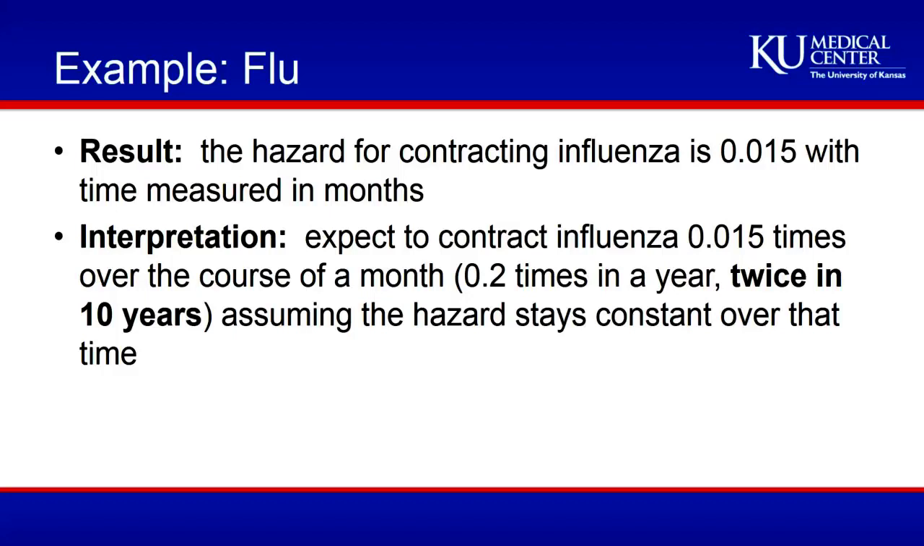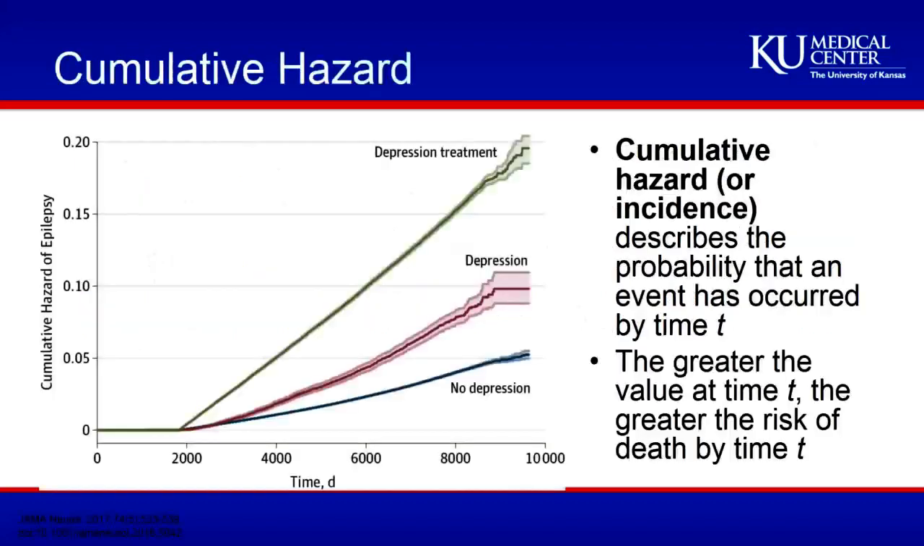I can multiply that out until it does have meaning. If I multiply that by 12, I can get the number of times I can expect to get it in a year, 12 months in a year. And if I multiply that value by 10, I can get the number of times I can expect to get it in a decade. So it's a good way of describing, from an epi perspective, how frequently you can expect as a member of a population to have something happen.